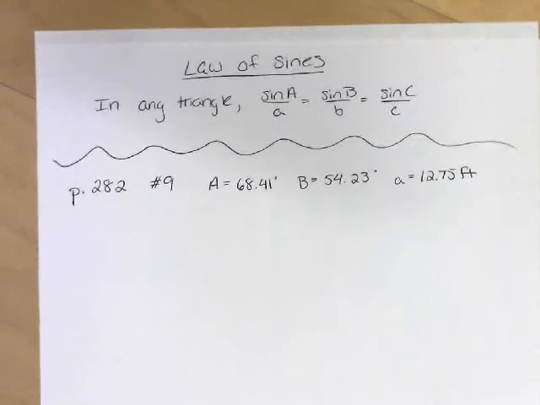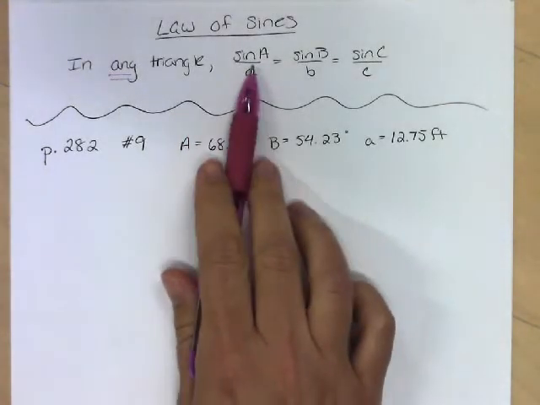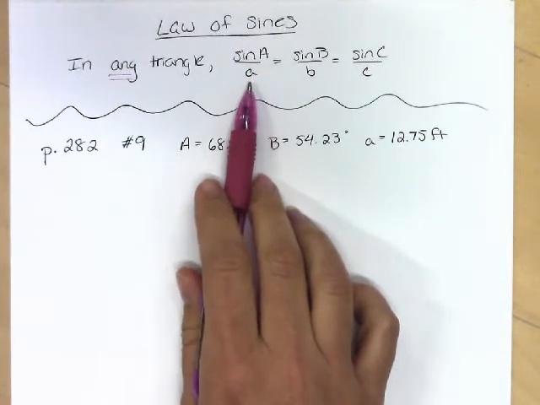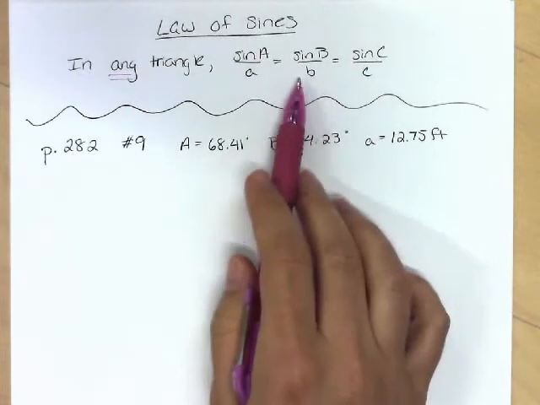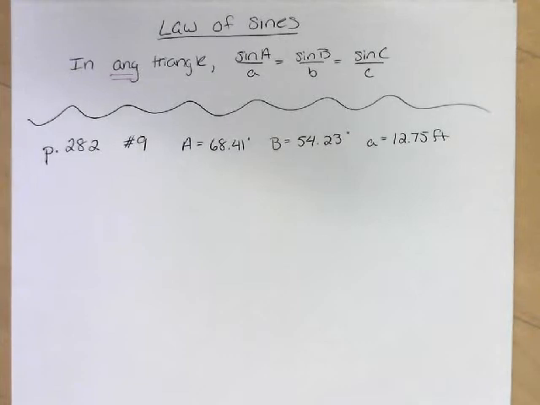So, the full law of sines looks like this. In any triangle, obtuse, acute, right, doesn't matter, sine of an angle divided by the opposite side is proportional to sine of any other angle divided by its opposite side. This is the formula that will allow us to solve any triangle, not just right triangles.